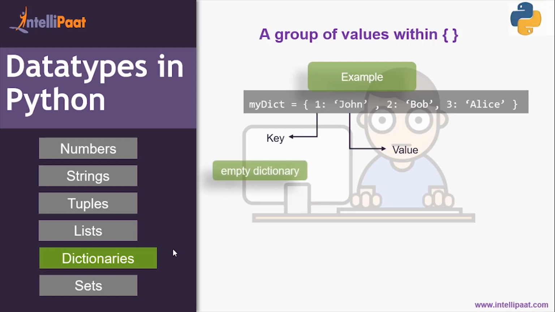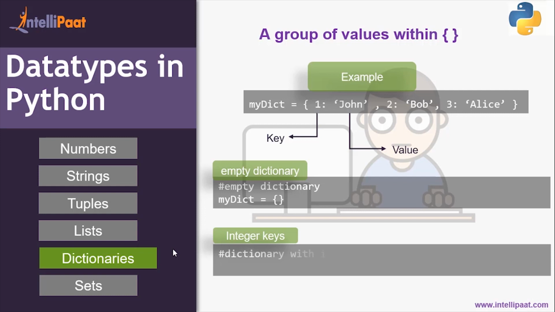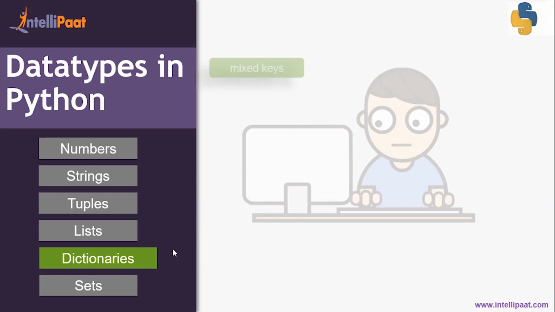So first one is defining an empty dictionary. Don't mention anything within the curly braces. That would be an empty dictionary. Alright. Next is integer keys. That is a dictionary with integer keys. For example, 1 apple, 2 ball. So the keys 1 and 2 are just integers, right? So it's a dictionary with integer keys.